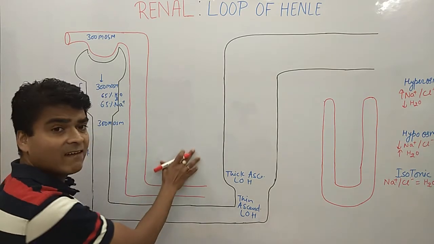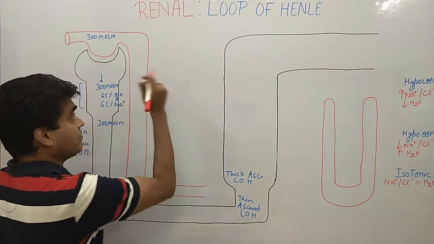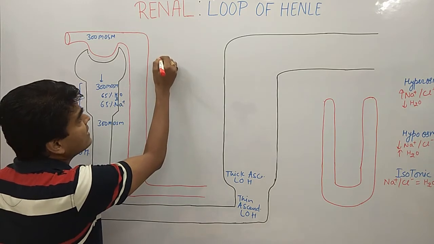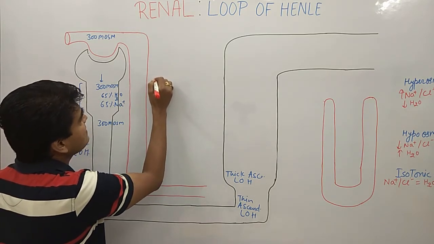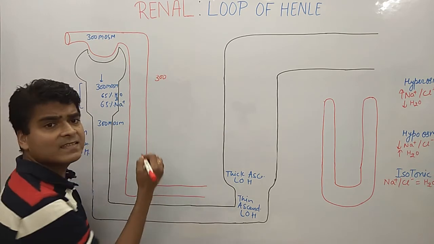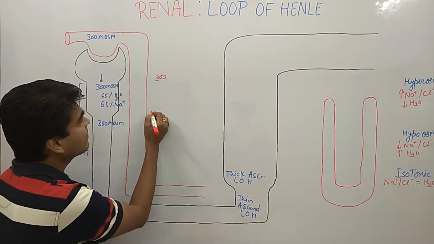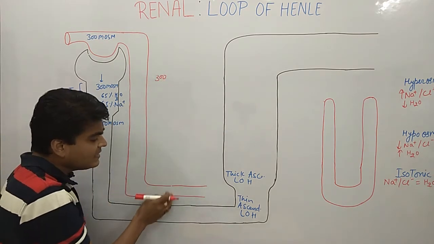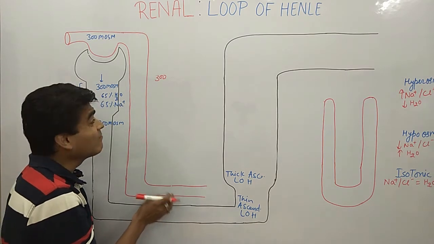So in this area, what is the osmolarity? Look at here, the osmolarity in this area. Here we have 300 milliosmolar. Okay, moving down towards the deeper side of the medulla, what happens?